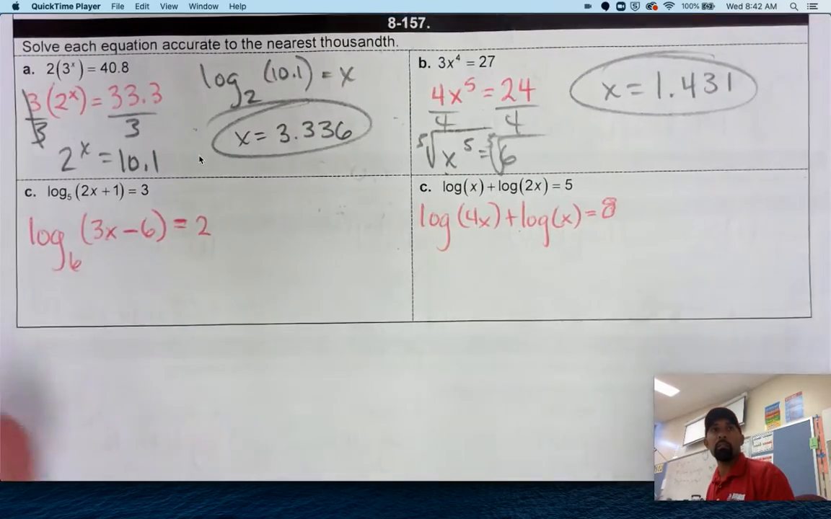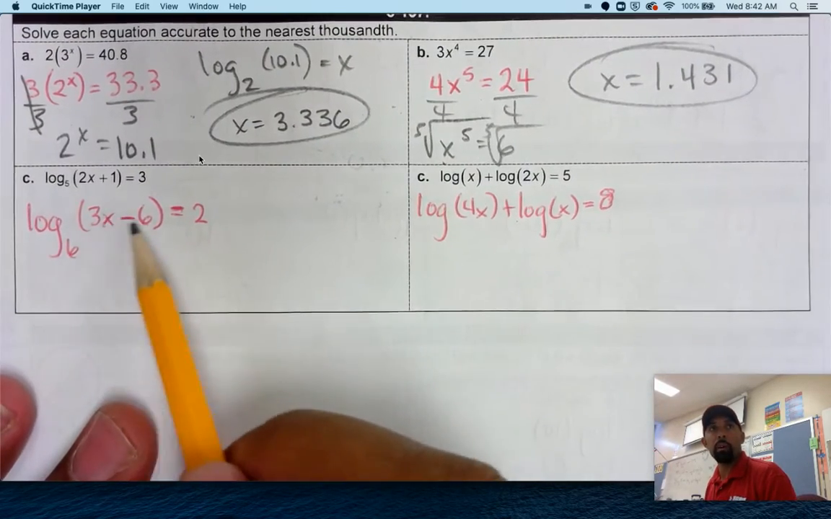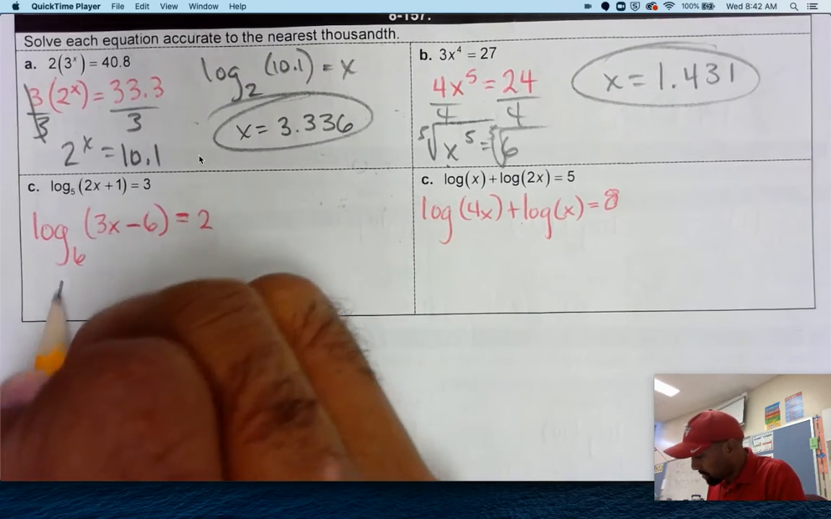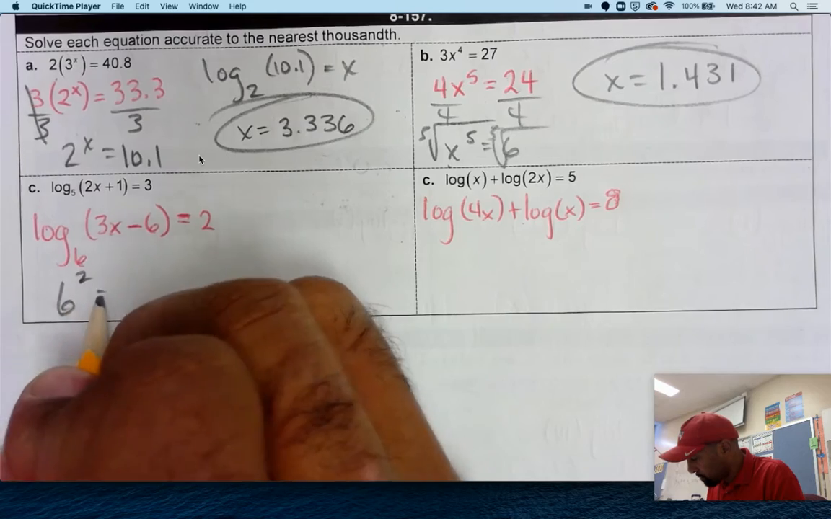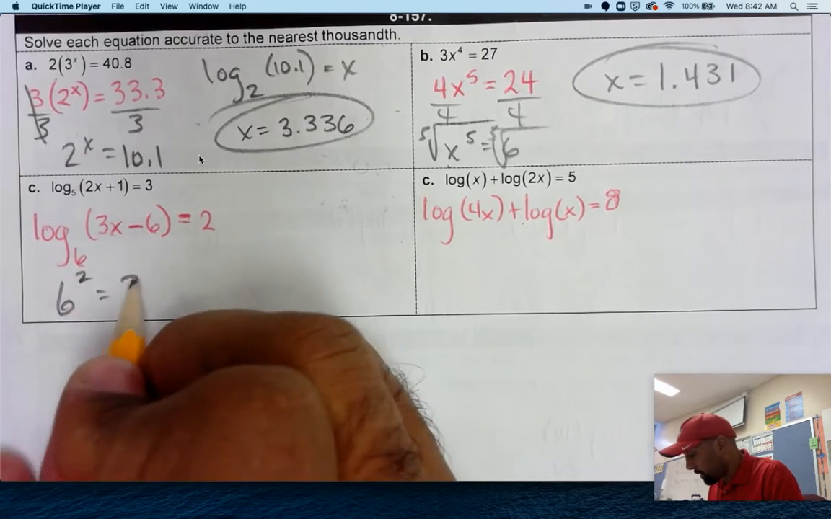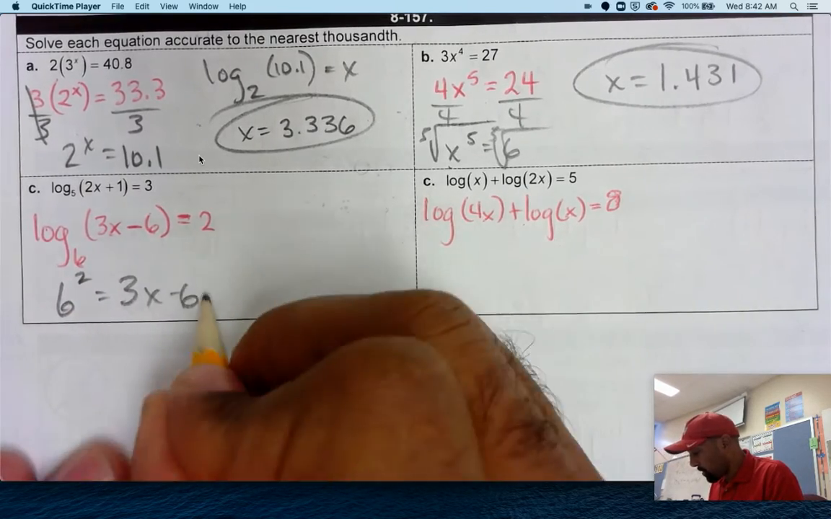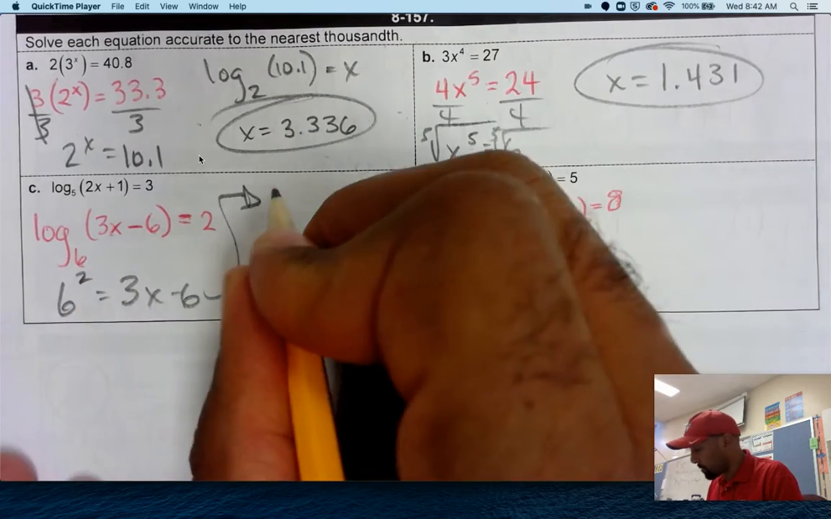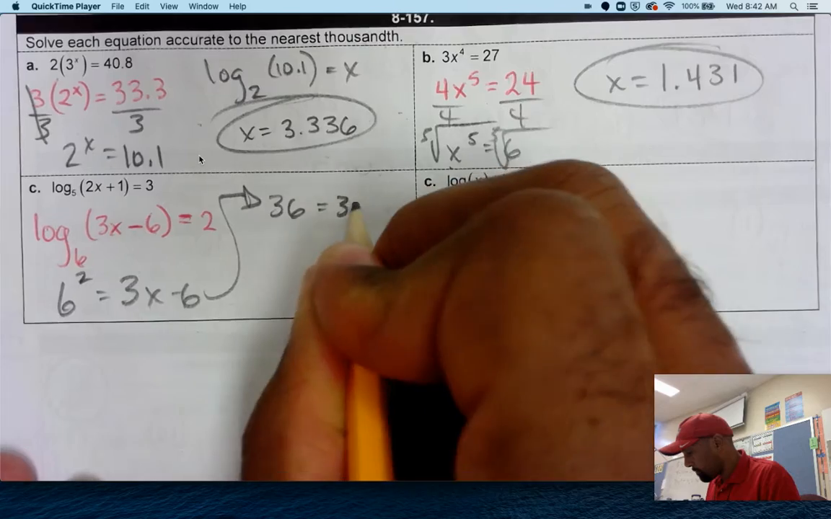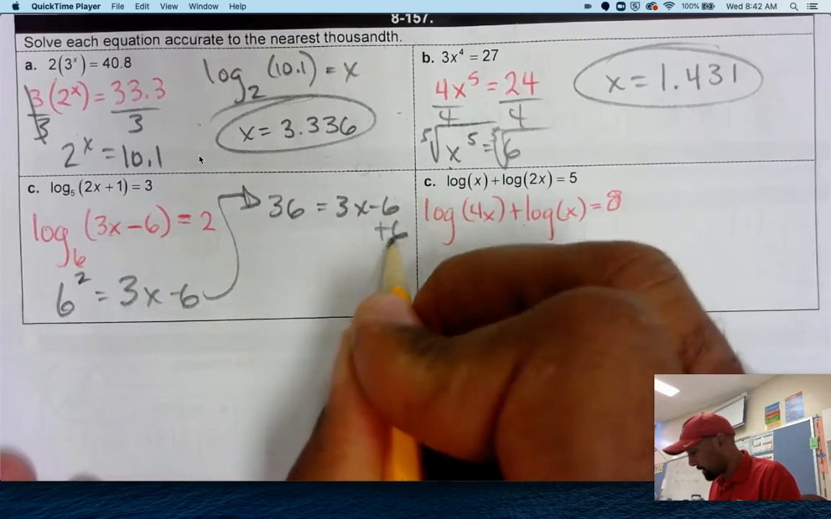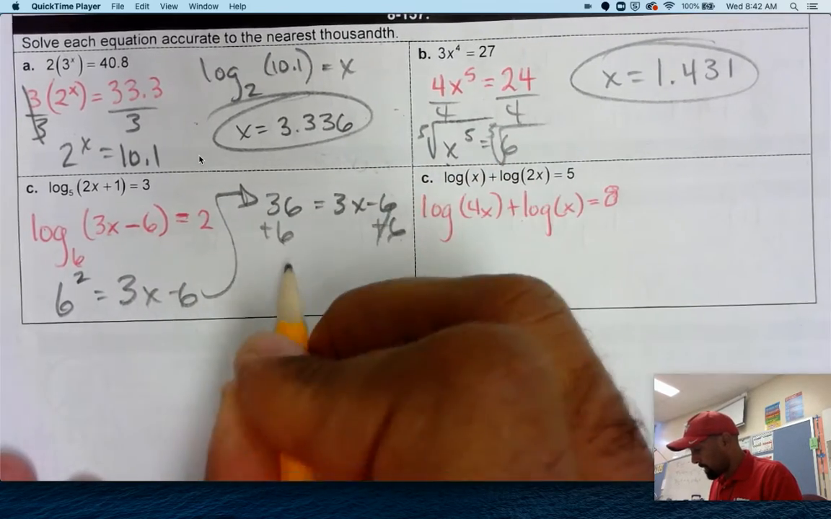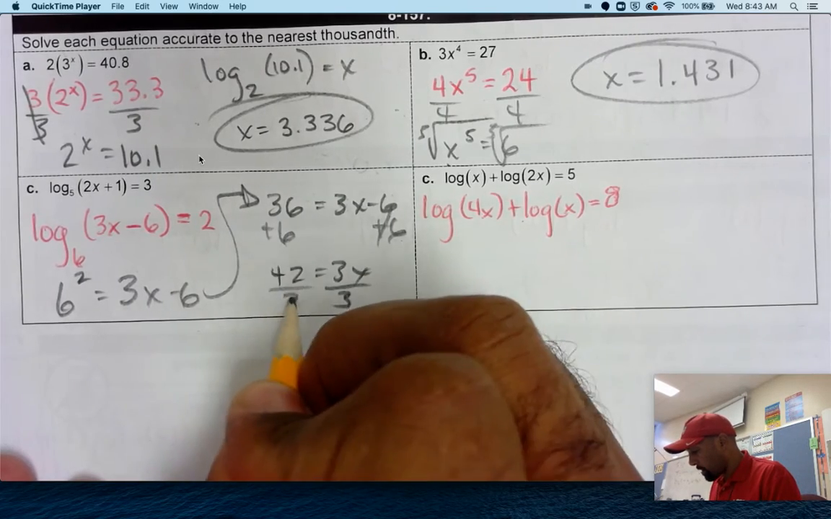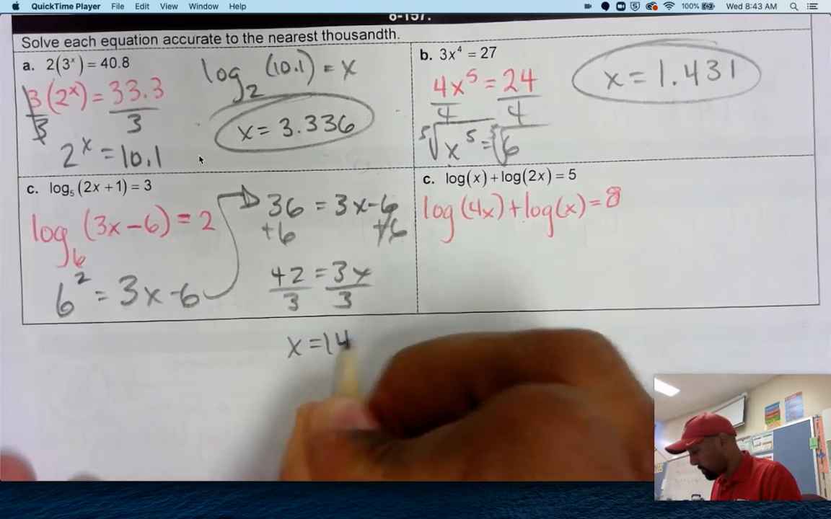Okay. All right, so the last one's here. Well, our x is inside the a value, so let's put this back in exponential form. So 6 to the power of 2 equals the a. So what I want to do first here is raise that to the power of 2. So 6 squared is 36. And now it's a pretty simple equation. Add 6 to both sides, get 42. Then I divide by 3, and x equals 14.